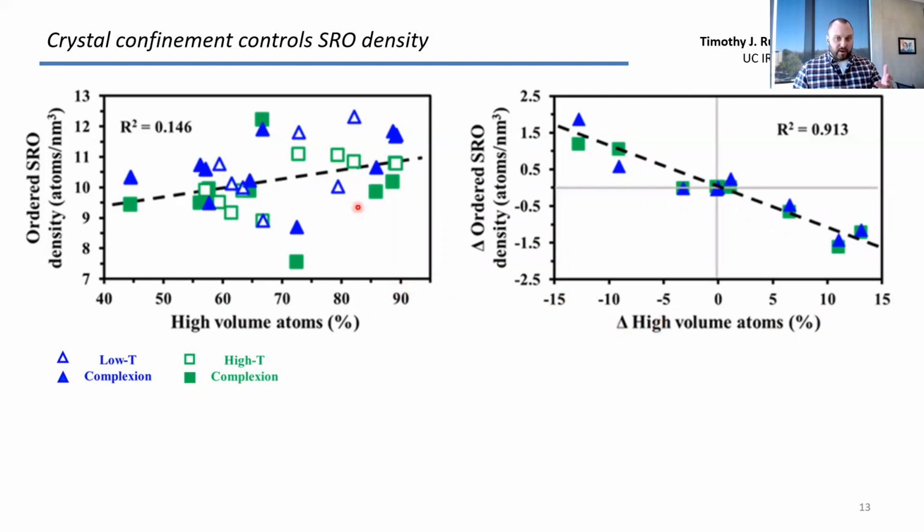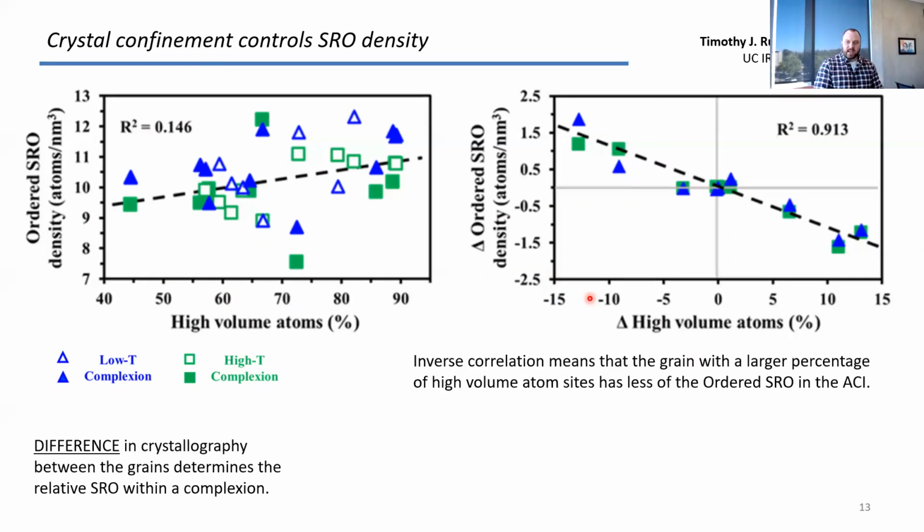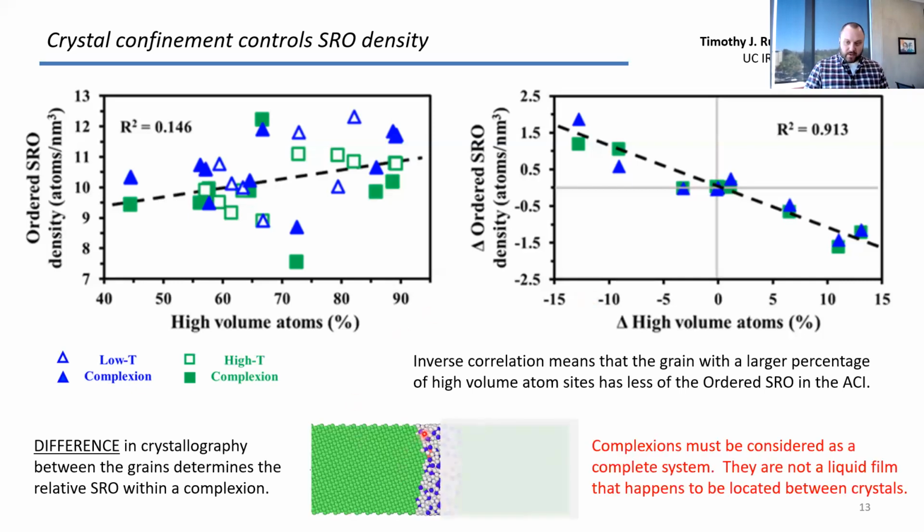And you can tell very quickly that on this left side, there's not great correlation. It's a horrible fit to this data. What it tells us is that the number of high volume atoms, again, doesn't describe the amorphous crystalline interface. But on the right, the data collapses pretty well. And this tells us that, again, we need to think about the difference in crystallography to understand the structure of this feature. We can't just think about one amorphous crystalline interface and that grain. We have to actually think of this whole system.